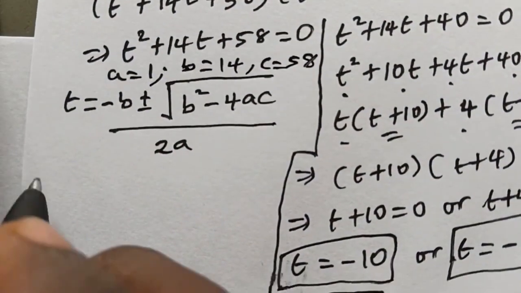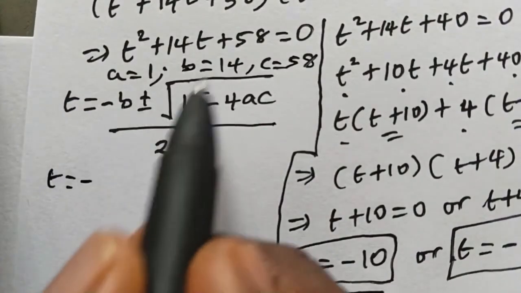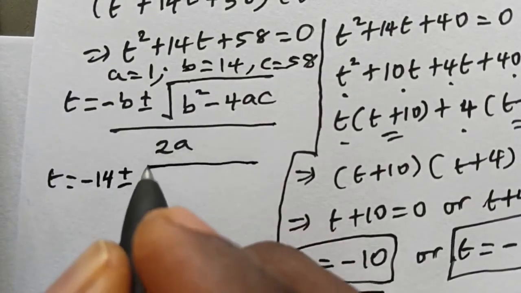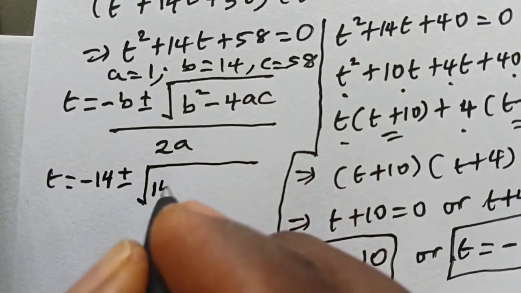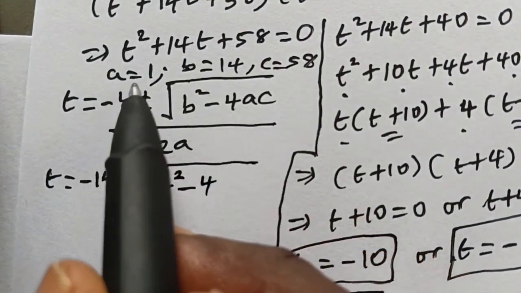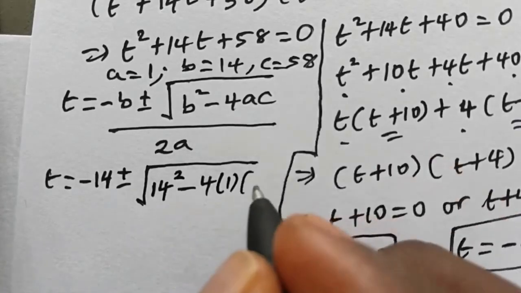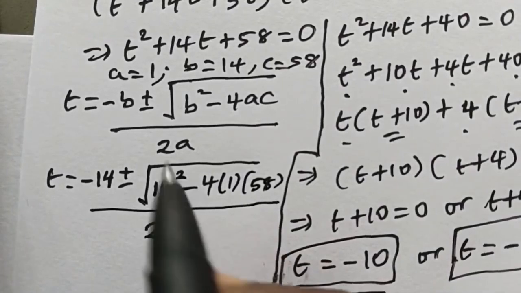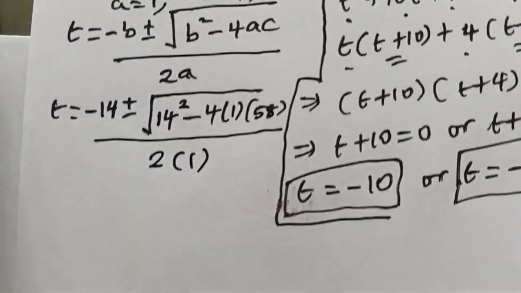Let's continue. t equals minus, what is b? b is 14. Minus 14 plus or minus the square root of b squared. If you plug in the value of b, that will be 14 squared minus 4 times, what is a? a is equal to 1, times 1, times, what is c? c is 58, divided by 2 times, what is the value of a? a is equal to 1.